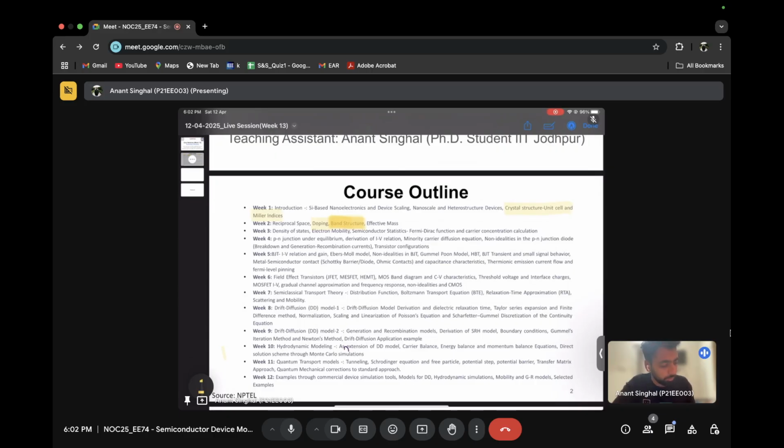The most important topic in week two is the band structure, and then effective mass is again important because we also covered some quantum transport models in which the electron acts like a particle with some effective mass. Those are semi-classical models.